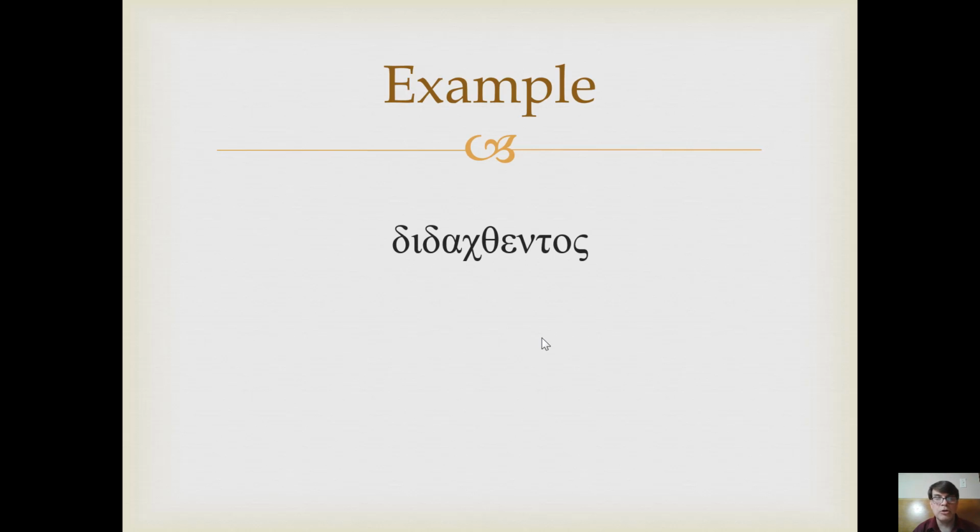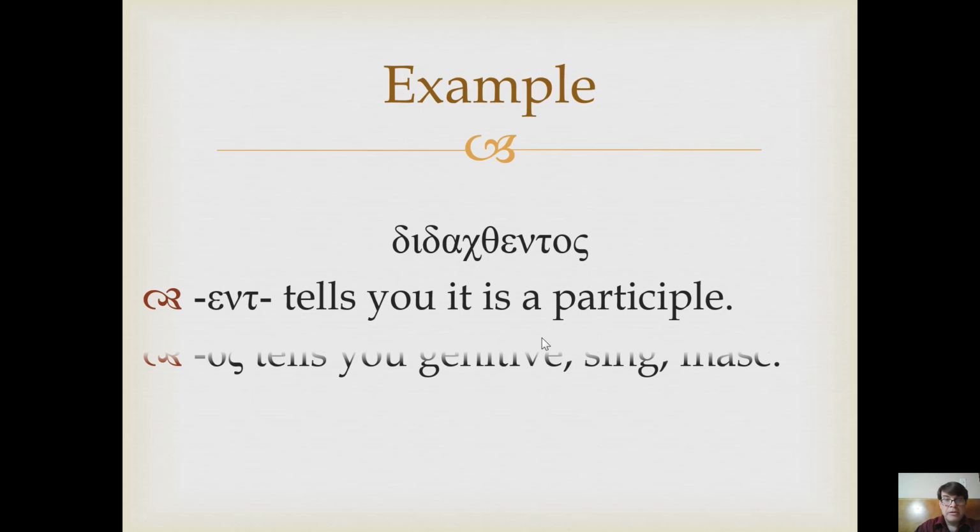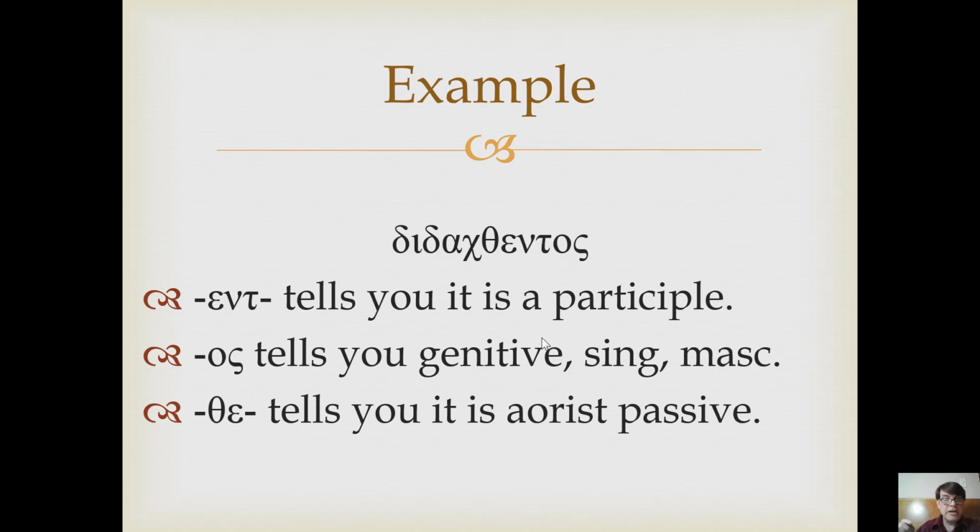Here is a horrid-looking participle, didakthentes, from didasco, to teach. So the ent part tells you it's a participle. Now notice that my ont is not an active participle here because the theta epsilon trumps it. Theta epsilon tells me this is aorist passive, and it trumps my little cliche that "my ont" is an active participle. The ent part tells you it's a participle, but the theta epsilon tells you it's an aorist passive participle.